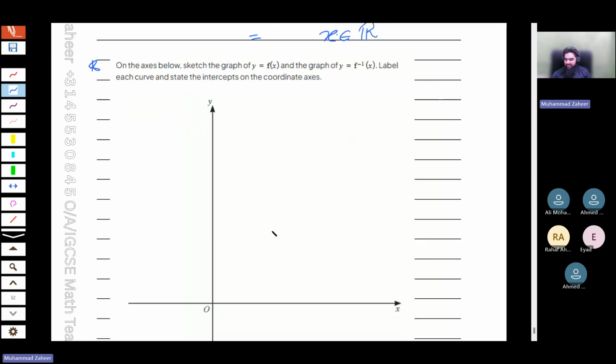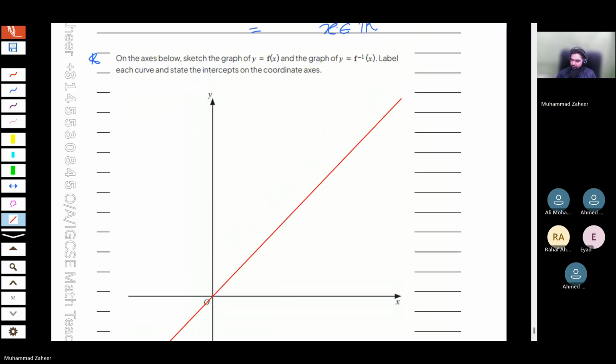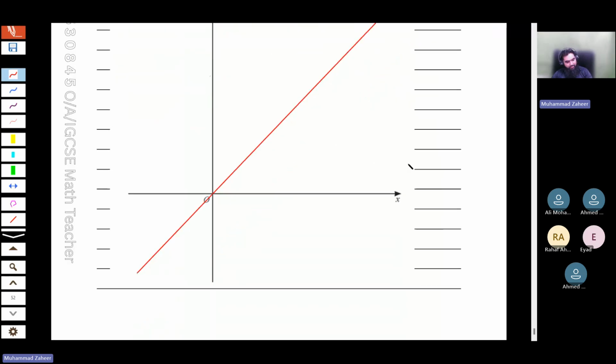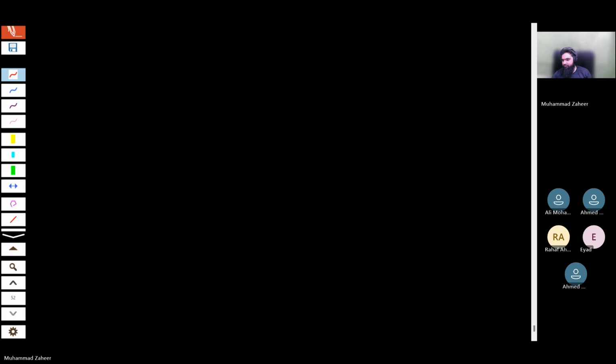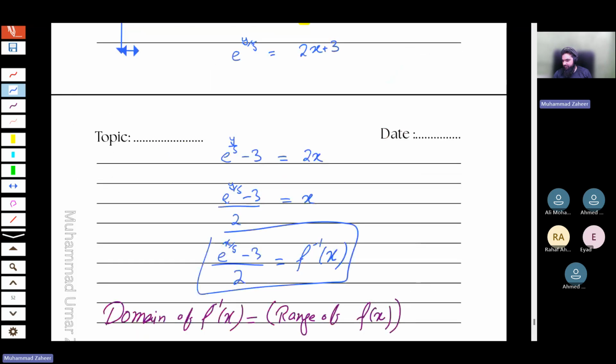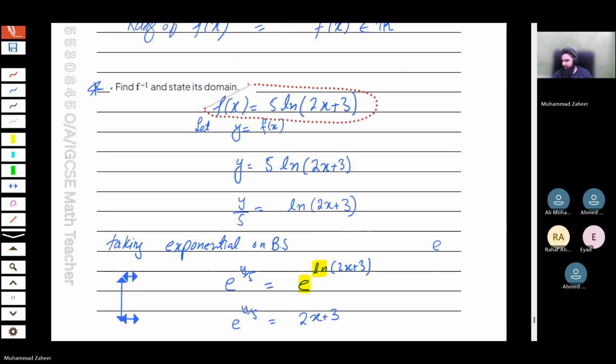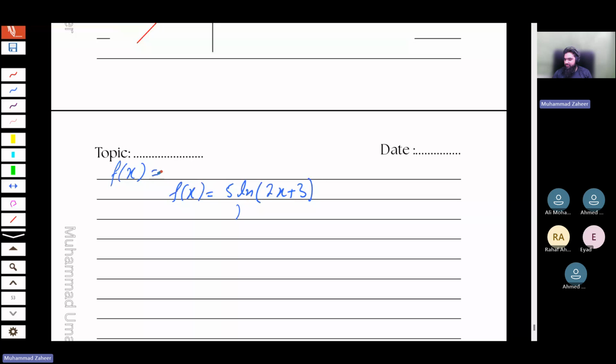For the inverse function, we know that the relation with the original function is going to be a reflection through y is equal to x. So I'm just going to draw the line y is equal to x. So let's talk about it. We have f of x is equal to, what is the function we have? Now this is the function we have, okay?